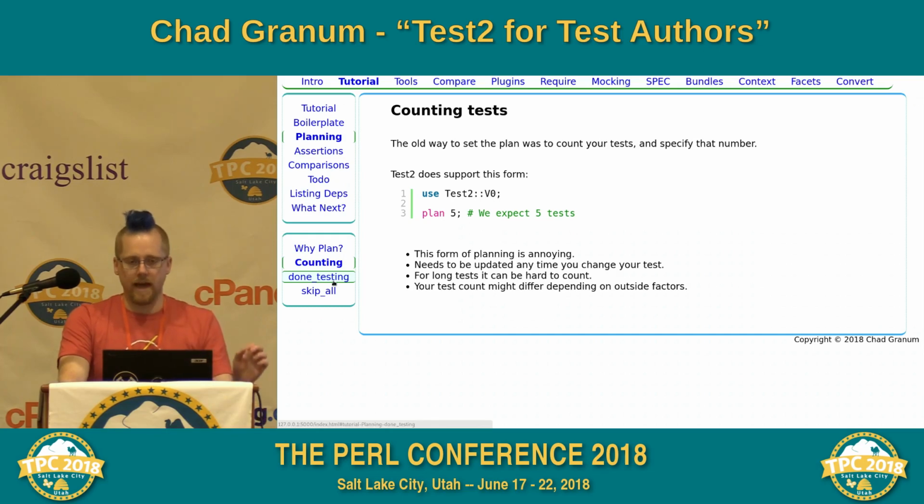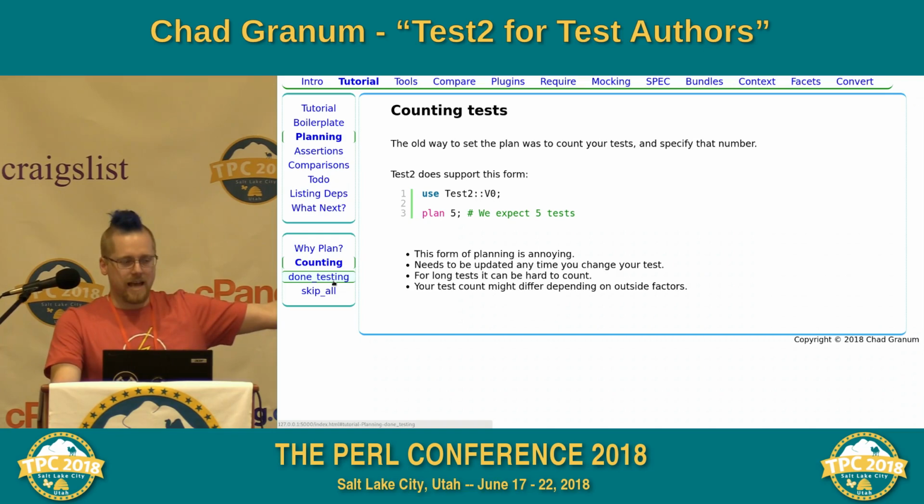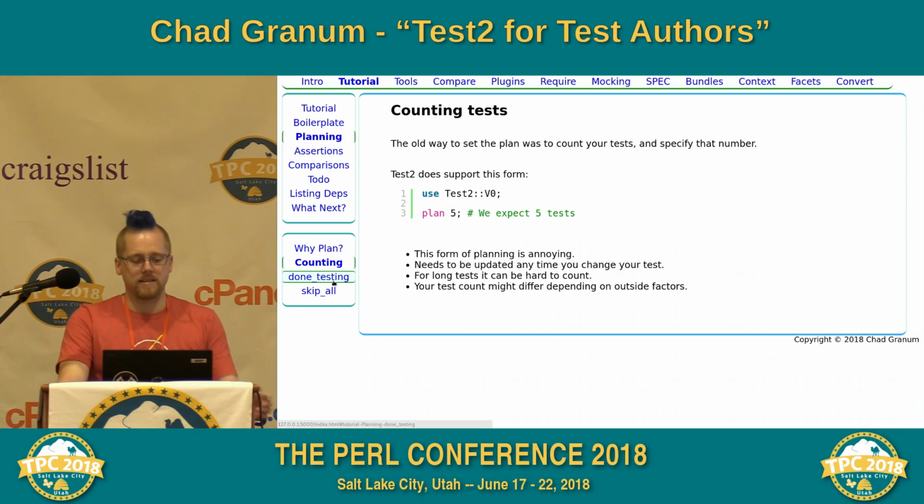There's a lot of reasons for that. It's a bit easier. But planning by typing out a static number is annoying. You have to maintain that number every time you change your test file. And if your tests are somehow a random number of tests because of various data, you might not even know what your expected tests are.